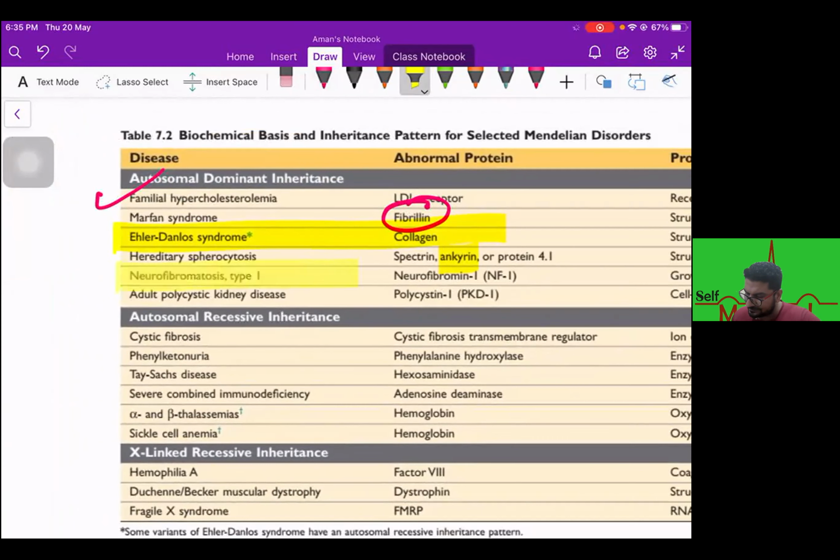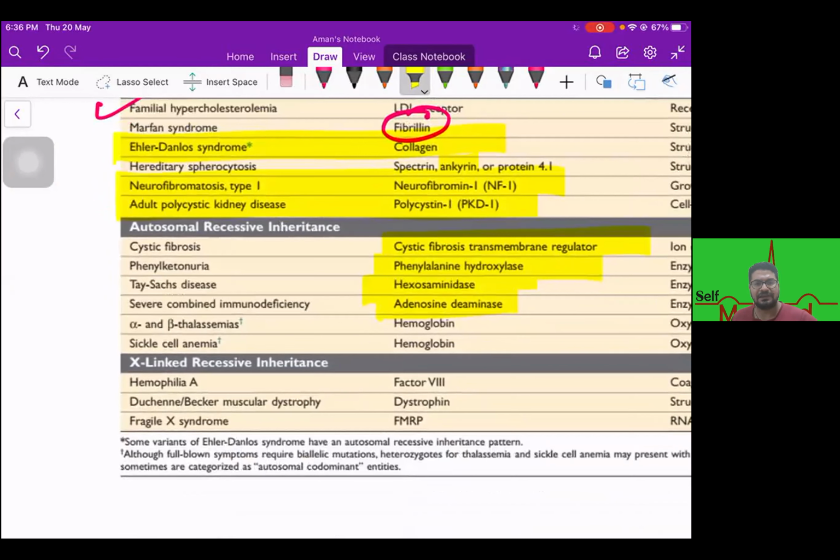Neurofibromatosis due to neurofibromin. Adult polycystic kidney disease due to polycystin 1. Cystic fibrosis, CFTR, cystic fibrosis transmembrane regulator. Phenylketonuria, phenylalanine hydroxylase deficiency. Tay-Sachs disease, hexosaminidase A deficiency. SCID, adenosine deaminase deficiency. Alpha thalassemia, beta thalassemia, sickle cell anemia. These are due to hemoglobin defects.